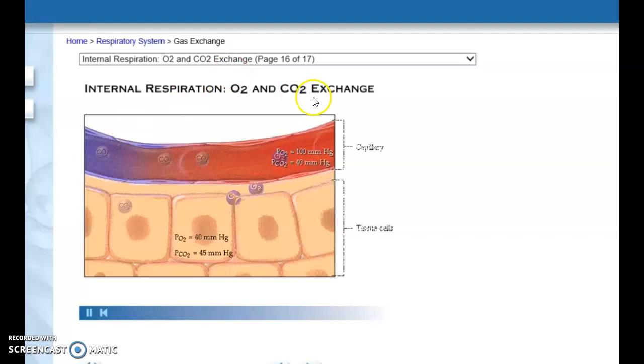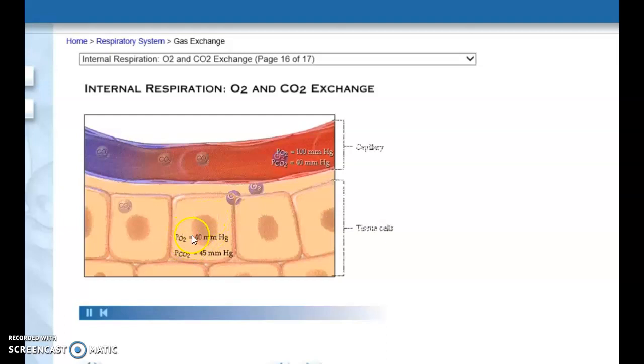Well, what happens once we get into the body? Well, we have our internal respiration, and we're going to obviously deliver oxygen to our cells and then take carbon dioxide away from our cells. But it's still based on this partial pressure gradient difference. Now, we've gone from 104 down to 100 because of imperfect perfusion coupling mechanisms, but we're still at a pretty high pressure for oxygen. So it's higher here than it is here.